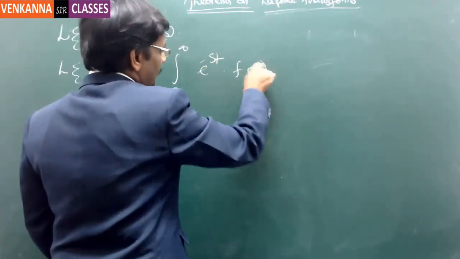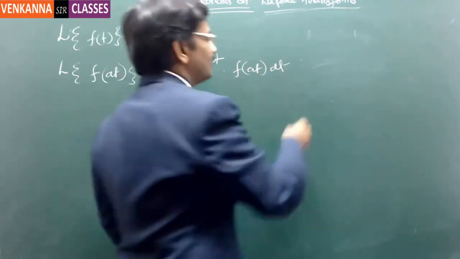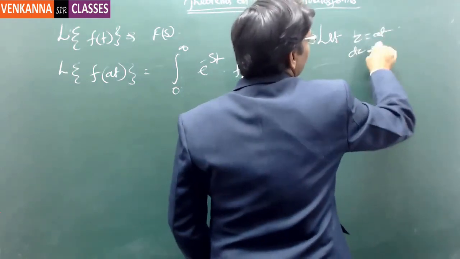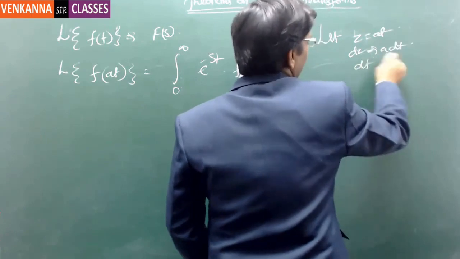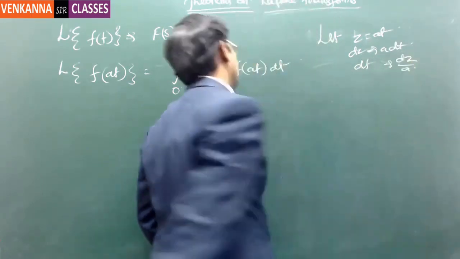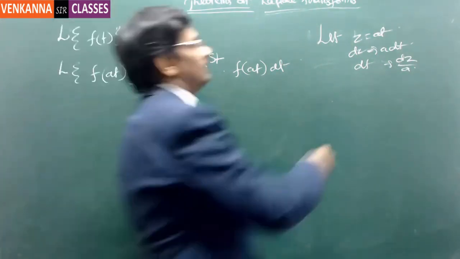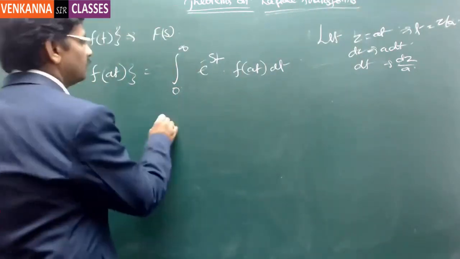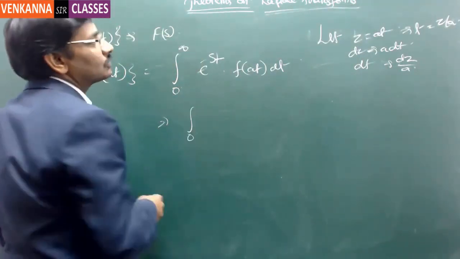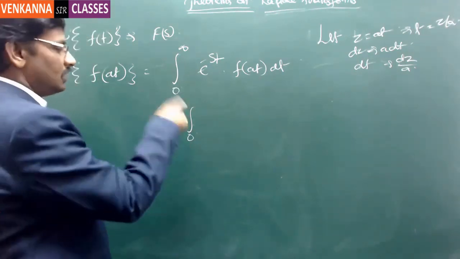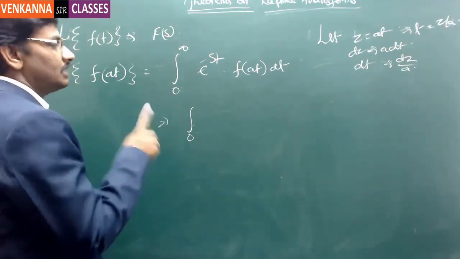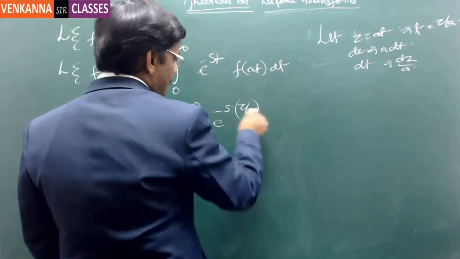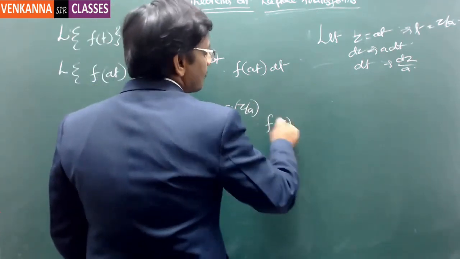f of at dt. Now to solve this integration, let z equal at. Then dz is equal to a times dt, or dt equals dz by a. Now if you replace it here, t you can also express in terms of z as z by a. This is the integral from 0 to infinity. When t is equal to 0, z will also be 0. When t equals infinity, z will also be infinity.